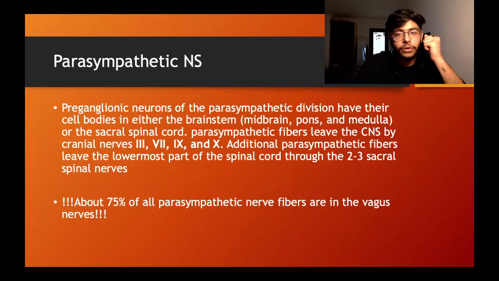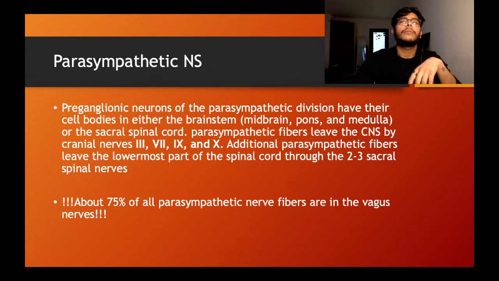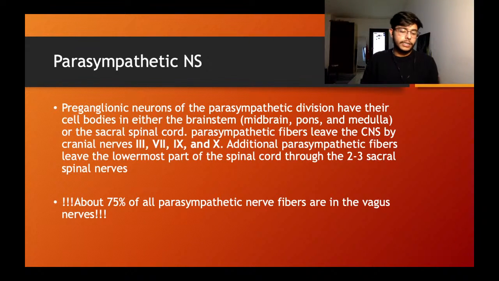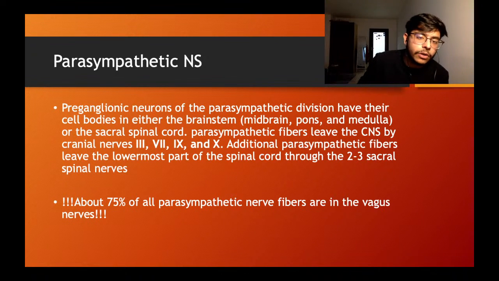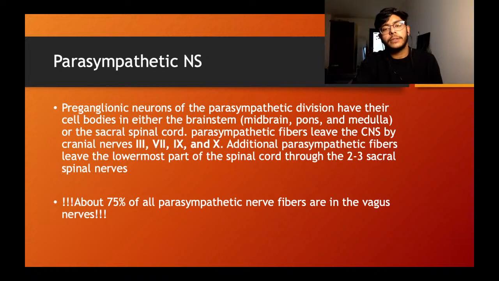The preganglionic neurons of the parasympathetic division have their cell bodies either in the brainstem, from certain nuclei of cranial nerves 3, 7, 9, and 10, which are the oculomotor, facial, glossopharyngeal, and vagus. They all have parasympathetic fibers. Additionally, from the sacral system, we have the 2 to 3 sacral spinal nerves that innervate the lower urinary tract and genital tract.